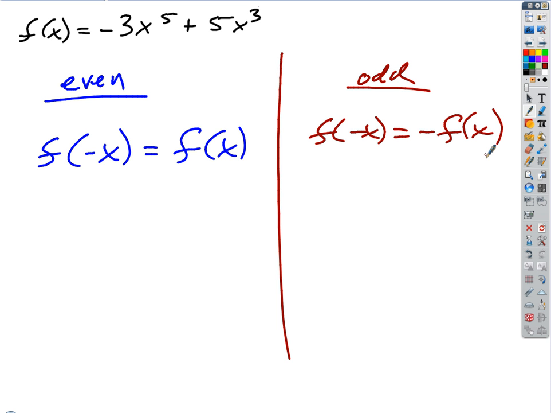What do I mean by that? Here's the way you can always test this. If I substitute a negative x every place there's an x in the function, when I simplify, if I get back what I started with, that's even symmetry. Here's an example of even symmetry. So watch what happens now. If we substitute a negative x, watch what happens.